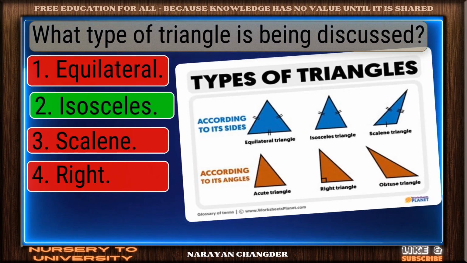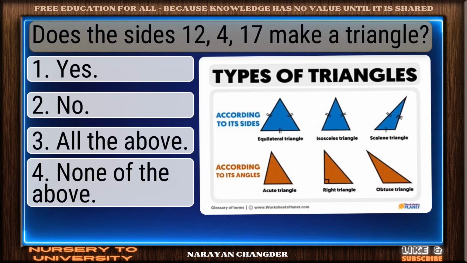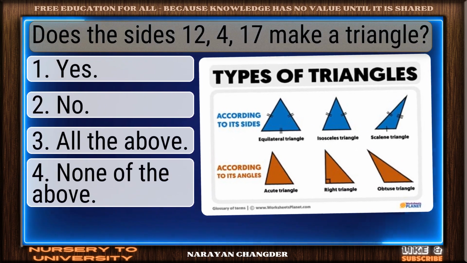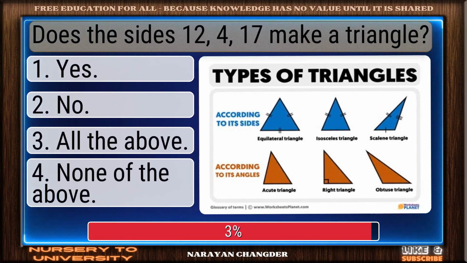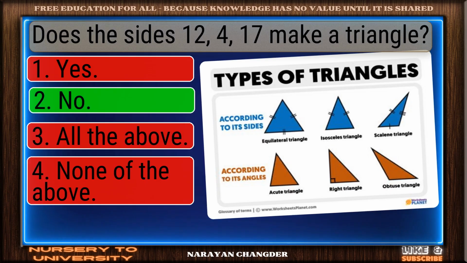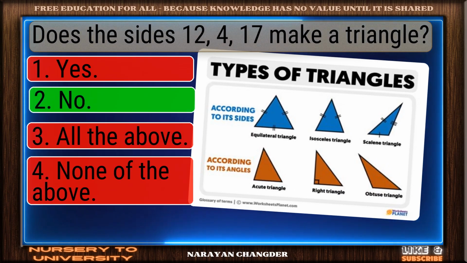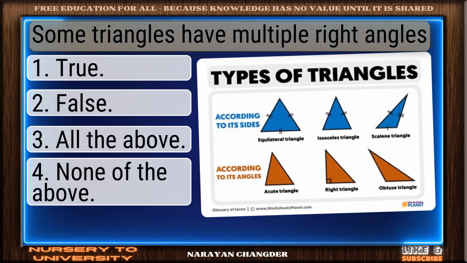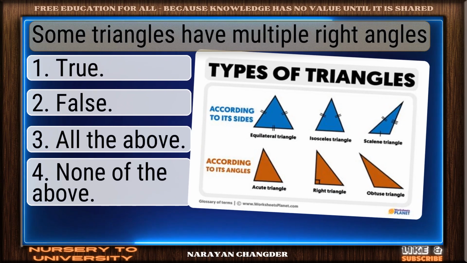On track. Isosceles is the correct answer. Question number 204. Does the sides 12, 4, 17 make a triangle? Nice selection. No is the correct and valid answer. Question number 215. Some triangles have multiple right angles.